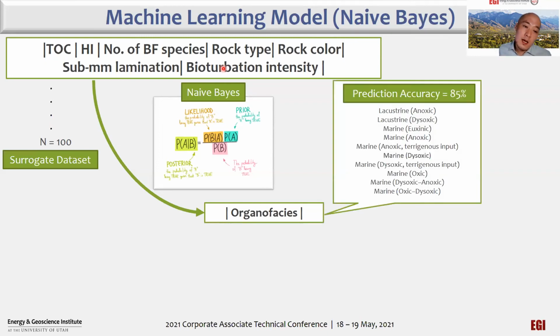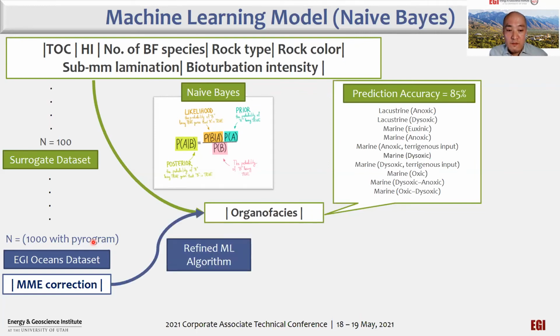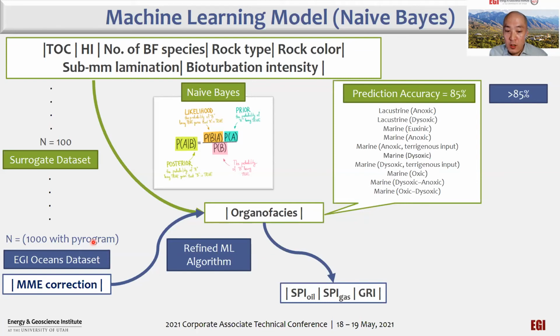And with this data set and algorithm, we attained 85% prediction accuracy. In the new study, we will use, again, all the data and all the results in the EGI Oceans dataset, including the pyrolysis results, which have been checked for mineral matrix effect. So we know which samples are affected by mineral matrix effect and which are not. We will refine the machine learning algorithm to predict organofacies and organic matter composition and to calculate SPI oil, SPI gas, and GRI with higher accuracy.